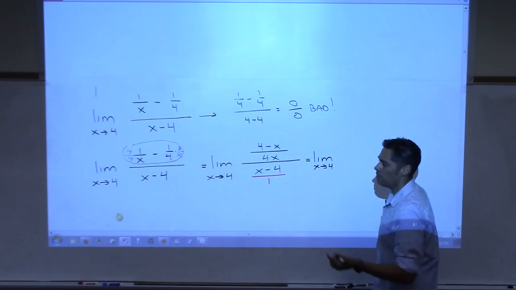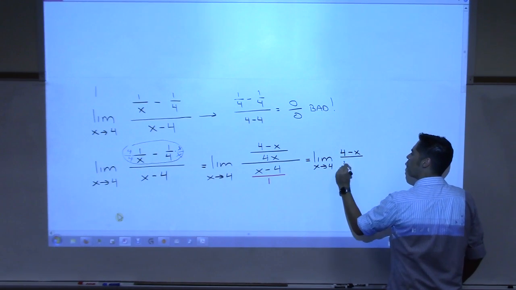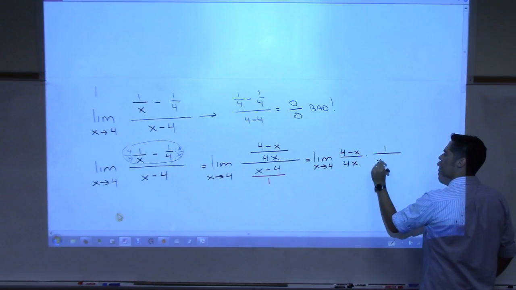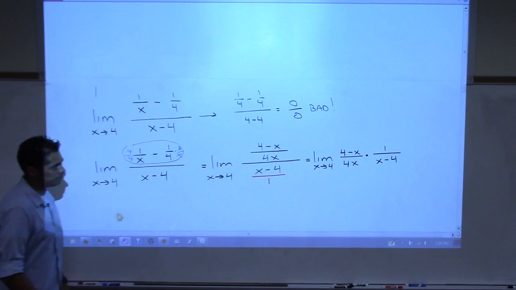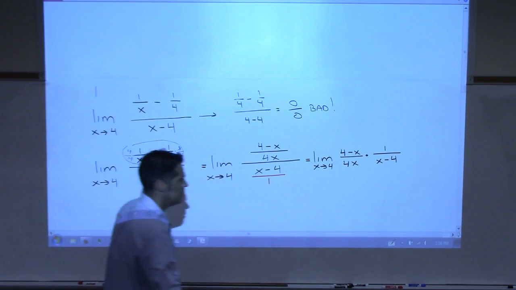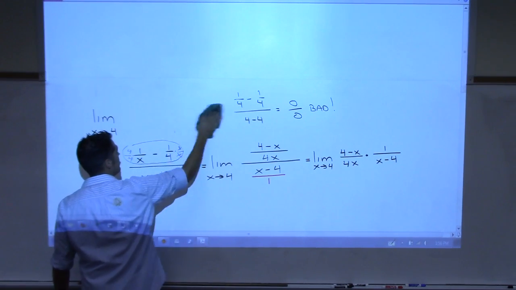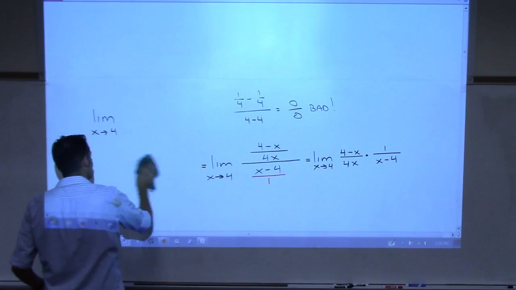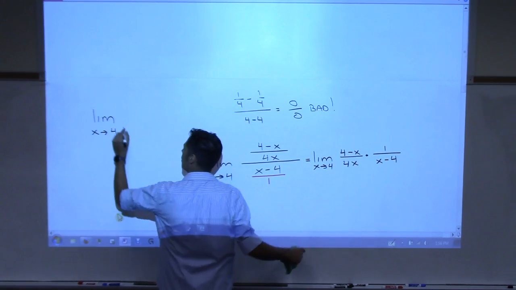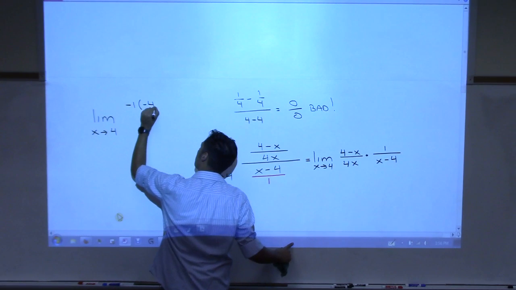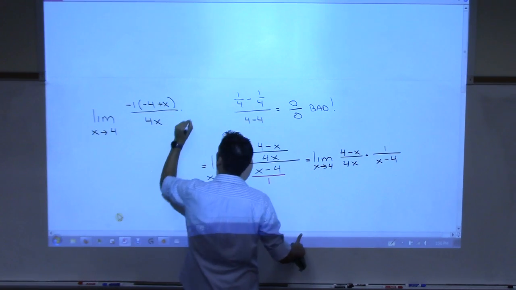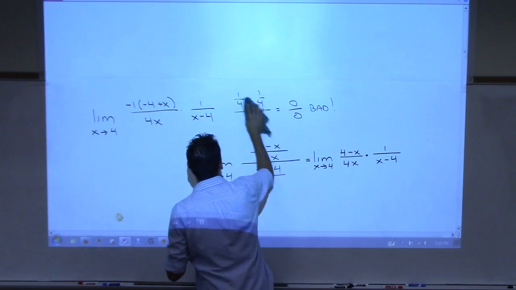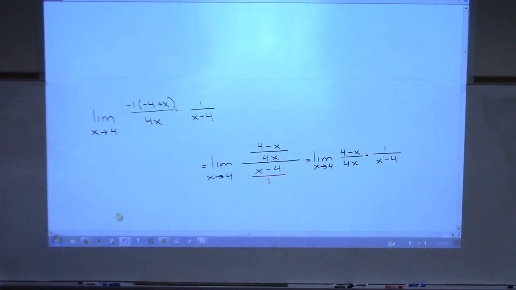I think that's what you were saying, right? Okay. 4 minus x over 4x times 1 over x minus 4. That's where I am right now. I converted the division into multiplication of the reciprocal. Then I'll factor out negative 1. It doesn't matter if you take it out of the top or bottom. I'm going to take it out of the top. So let me pull negative 1 out of these two. So I have negative 1, it turns into negative 4 plus x over 4x times 1 over x minus 4. We good? That's multiply.